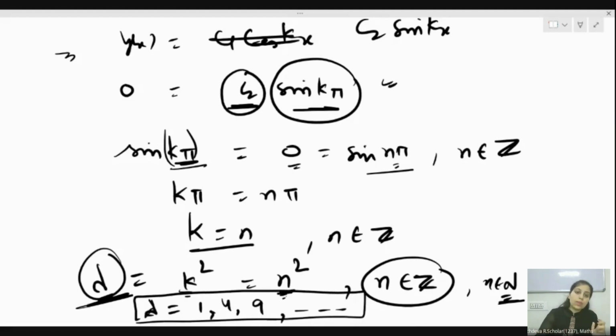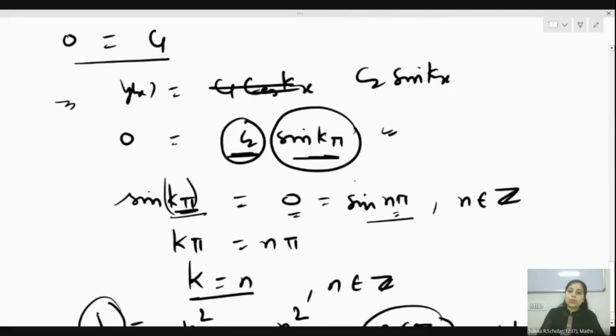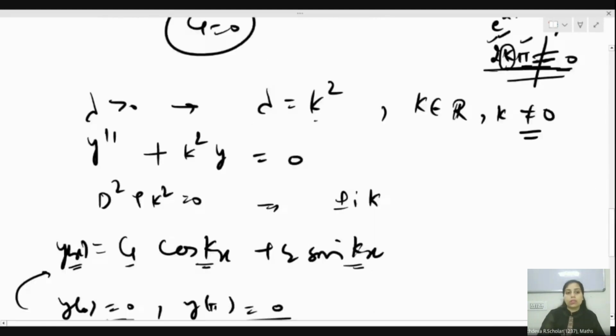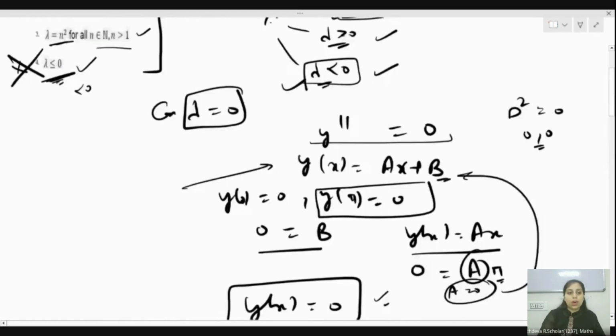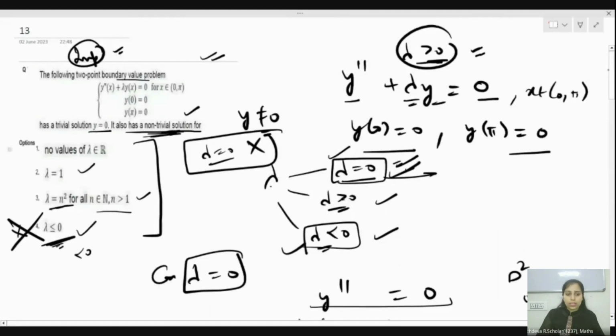And the solution is equal to C2 into sin, where the value of k is n, sin nx. That is the solution. So from the options, lambda equal to 1, yes, it is giving you a non-trivial solution. 1, 4, 9, 16, all are giving you a non-trivial solution. And also n greater than 1 means 2 square 4, 3 square 9. Yes, these are also giving you non-trivial solutions. So the 2nd and 3rd options are both correct.